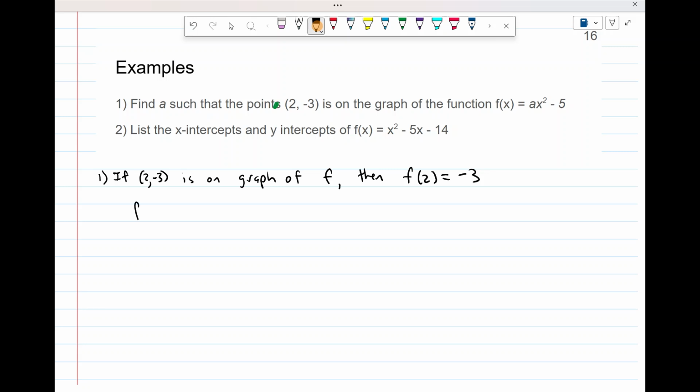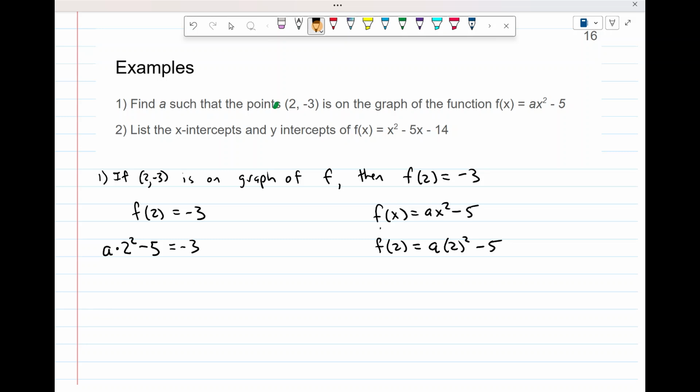Okay, so let's start with that idea. f of 2 is equal to negative 3. And what is f of 2 equal to? Well, let's start with f of x is equal to ax squared minus 5, which means f of 2 would be equal to a times 2 squared minus 5. And so I'm going to replace f of 2 with a times 2 squared minus 5 equals negative 3.